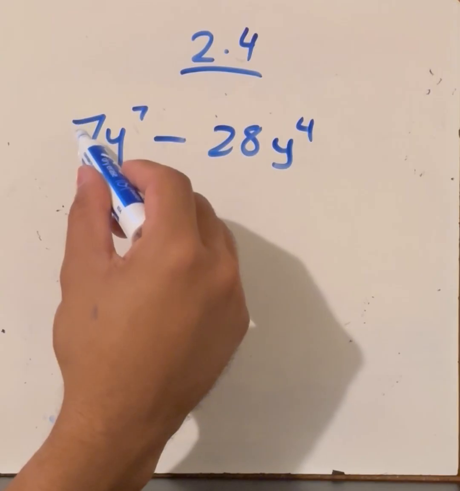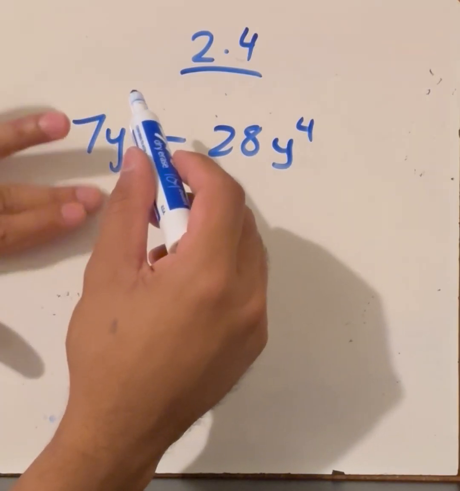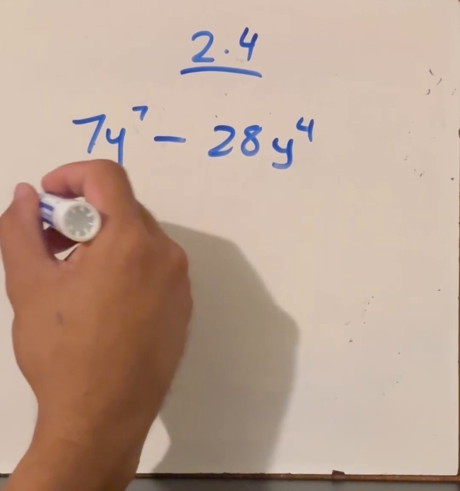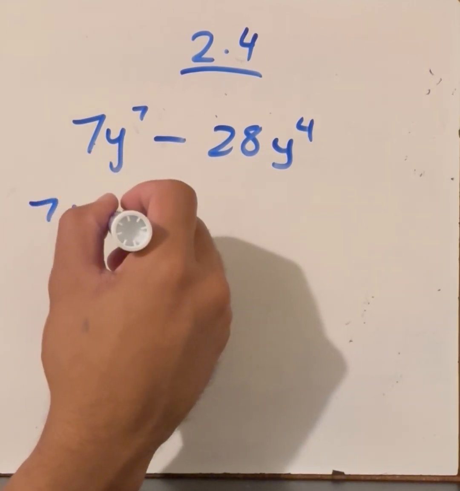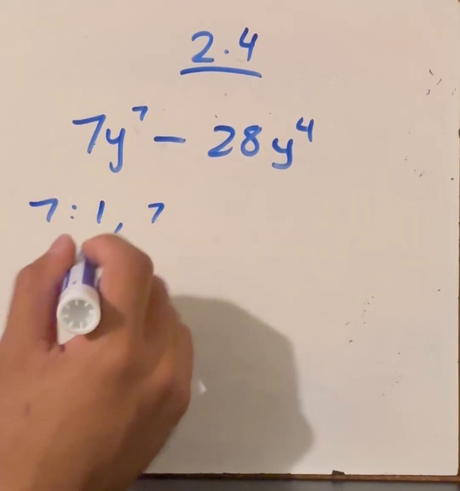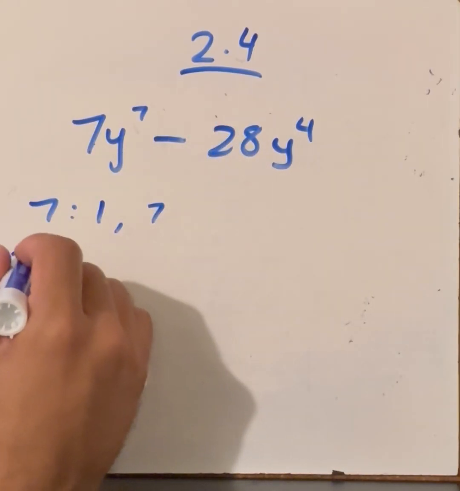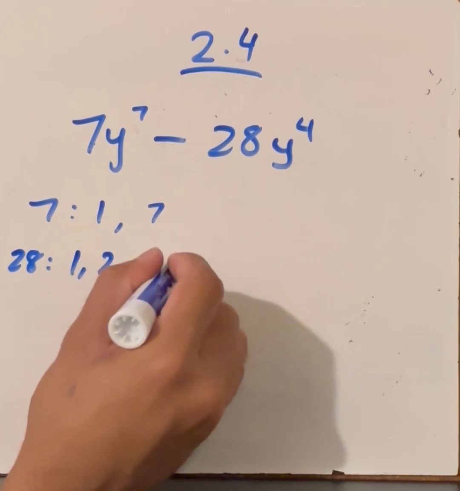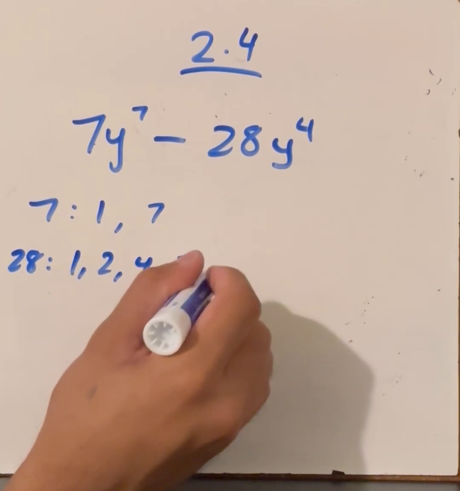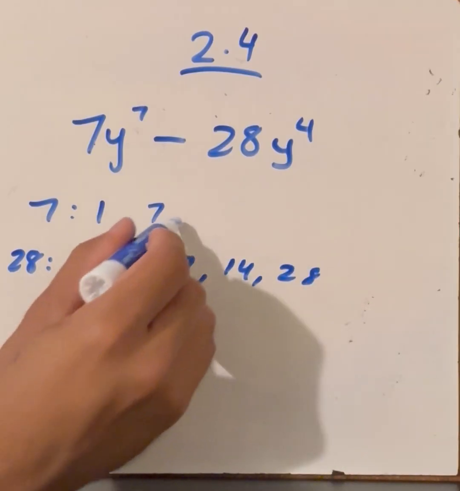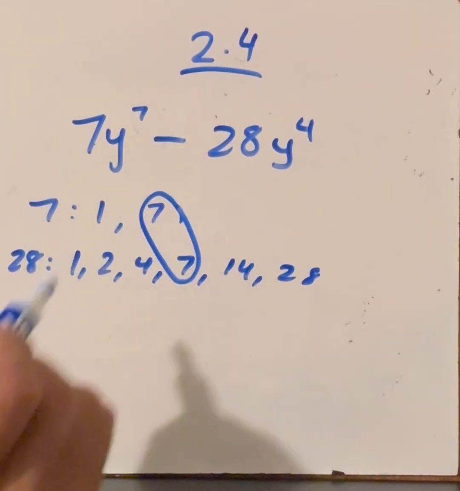So what's the highest common number that can divide both 7 and 28, right? So 7 is the same thing as 1 and 7, right? Those are the only numbers that can be multiplied to make 7. 28 is 1, 2, 4, 7, 14, and 28. Okay, so the highest number that they both have is 7.